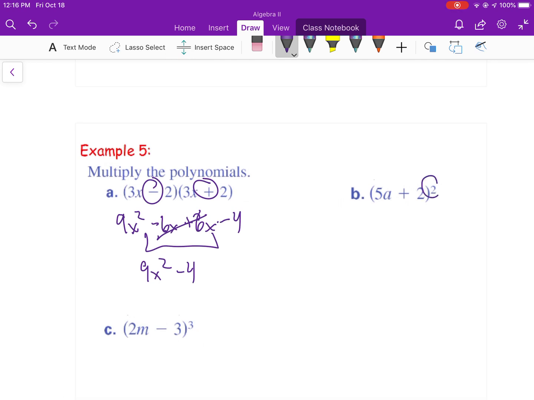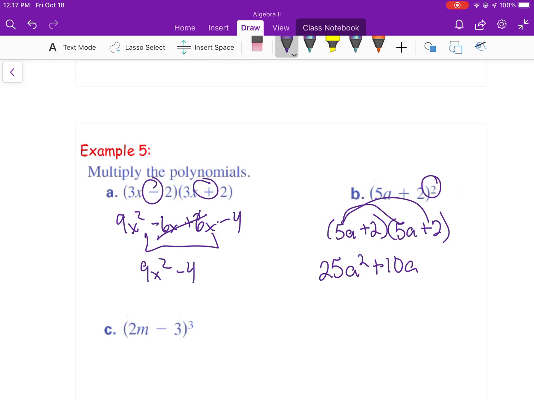Yeah, we're squaring something, so that means take 5a plus 2 times itself. So 25a squared plus 10a plus another 10a plus 4. And add the two middle ones to get that.